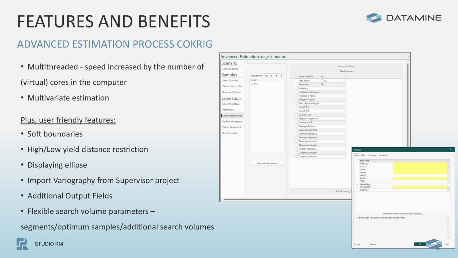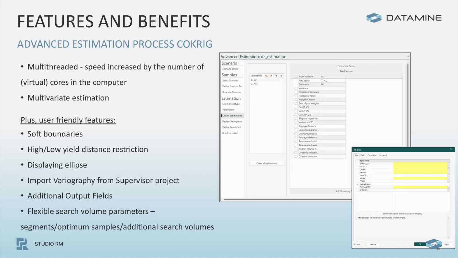This time save will allow you more opportunities to run iterations of the same estimation, and test in a timely fashion different parameters to find the best estimation combination for your deposit. This process also allows you to run multivariate estimations. CodeCreek includes a bunch of awesome options such as setting up soft boundaries, high grade yield restrictions, and additional output fields that you can select so it auto-populates slope of regression, kriging efficiency, and many more. You have the option to include more than 3 searches in your estimation, and there are additional parameters you can use to have more control of the sample selection in your search.